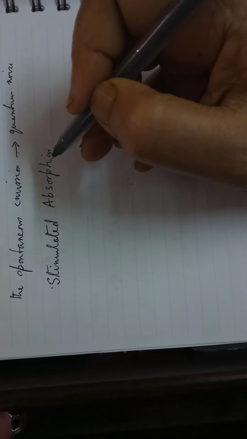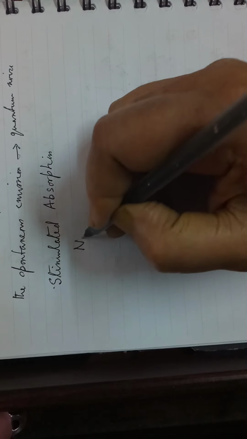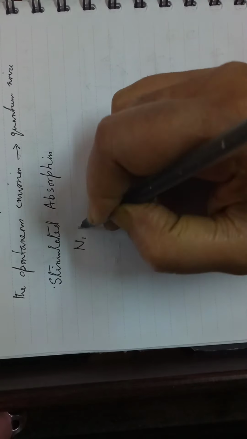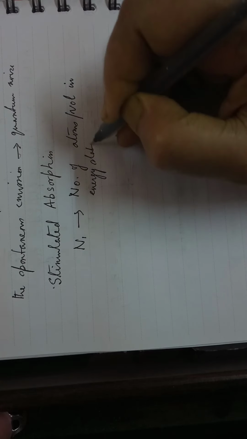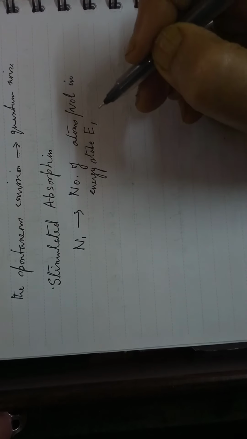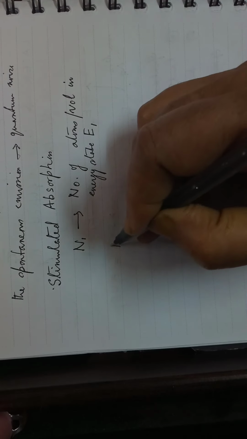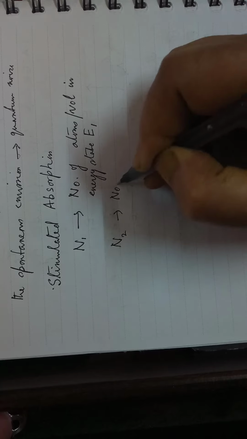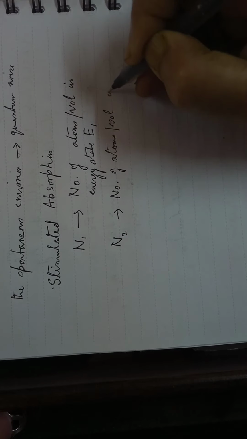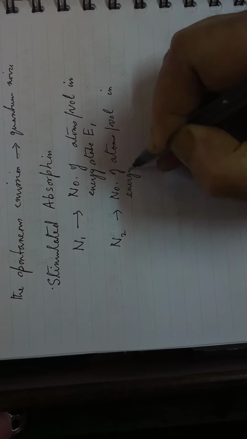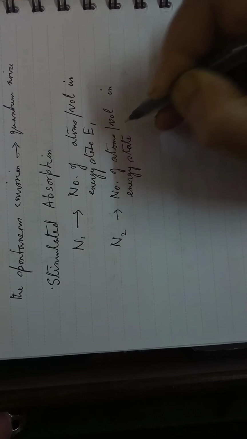Here, if N1 be the number of atoms per unit volume present in the energy state E1, that is what we call N1, and if N2 be the number of atoms per unit volume in energy state E2.